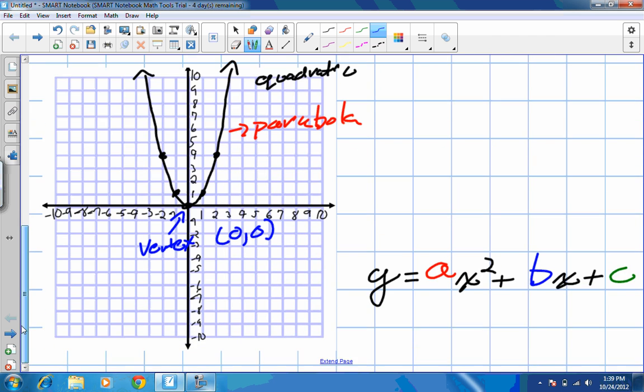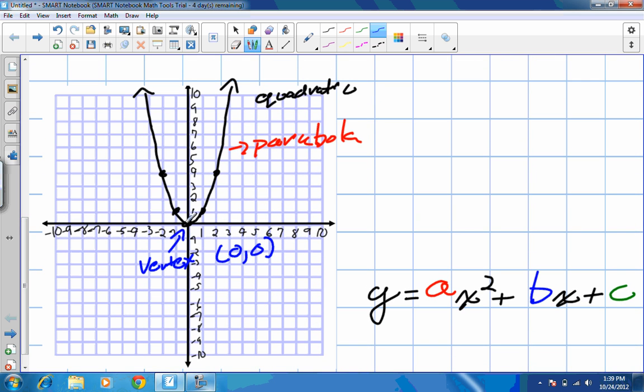The vertex is at 0, 0. Now, because this quadratic, or this parabola, opens upwards, this is the lowest point. The lowest point, if it opens upward, is known as the minimum. And the minimum deals with the y value. What's the highest or lowest y value? Well, because this is a minimum, what is the lowest y value? Well, what's the vertex's y value?